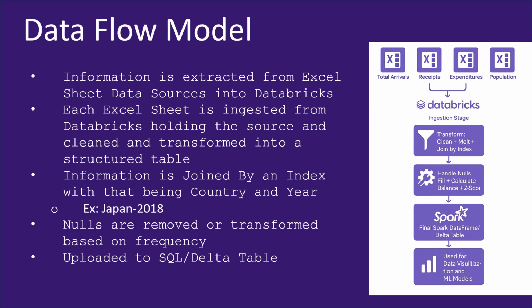For the data flow model, we load all of our Excel sheets into Databricks, and then once that's completed, we transform, clean, and melt, and then we join by our index, in other words, the country and the year. Once that is done, we have a single source. Then we are able to handle our nulls, calculate our balance column, and our z-scores for standardization. And then after that, we're able to upload into our Spark data frame as a delta table in SQL. And then finally, with that information, we can now utilize it for data visualization and ML models.